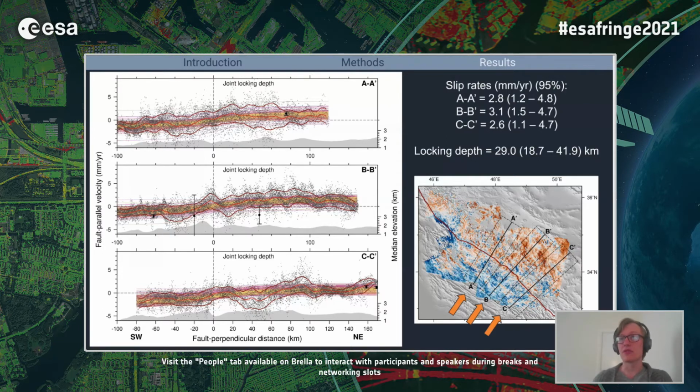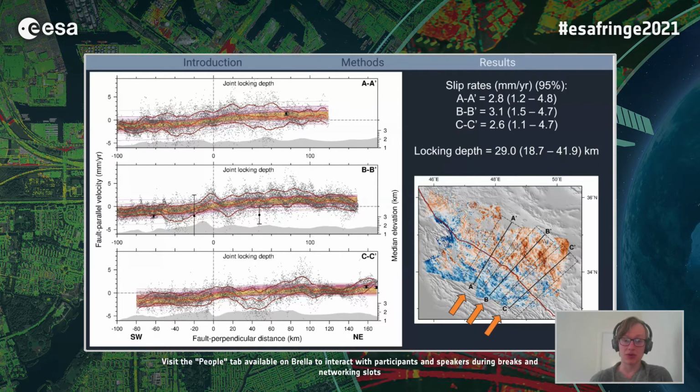The locking depth we get out is 29 kilometers. It's a bit higher than our previous estimates, which were 18 and 19 kilometers. It's also a little bit higher than what we'd expect from the seismology. You generally see centroid depths down to 15 to 20 kilometers, a sort of maximum depth. So that's more where we would expect. But the uncertainty on this is still overlapping with our 2 previous estimates.